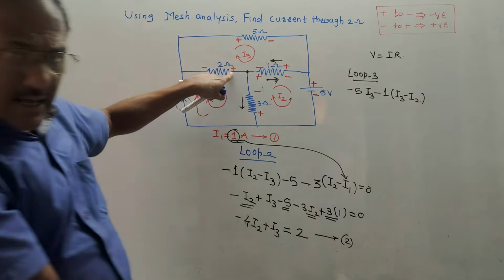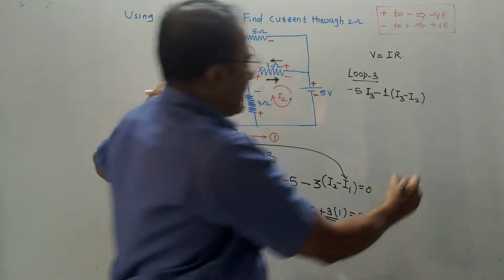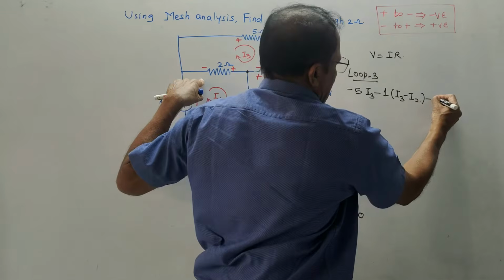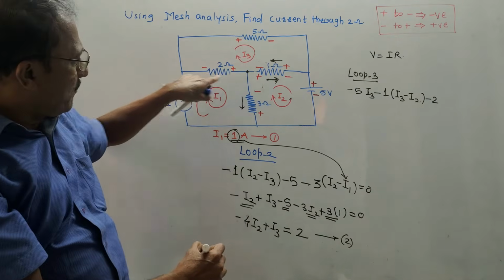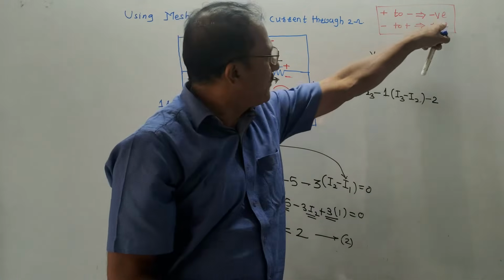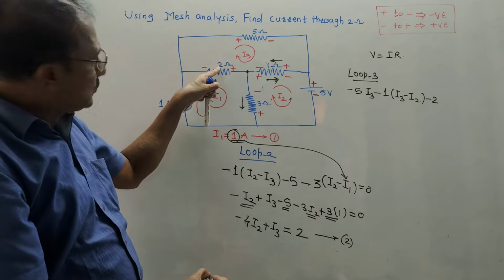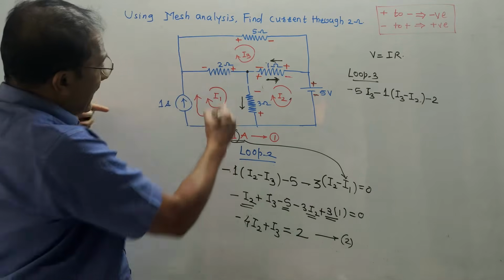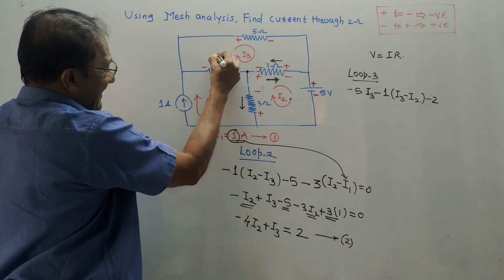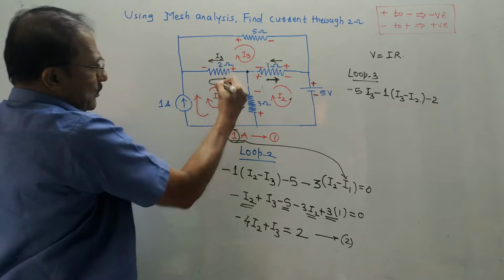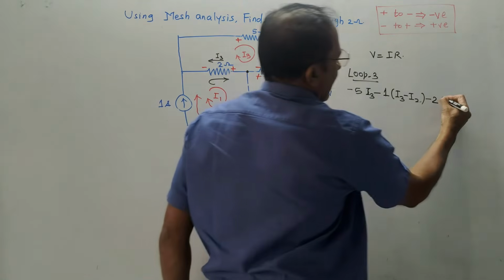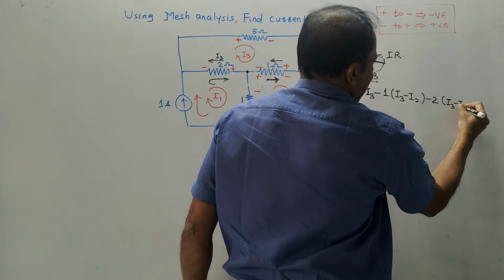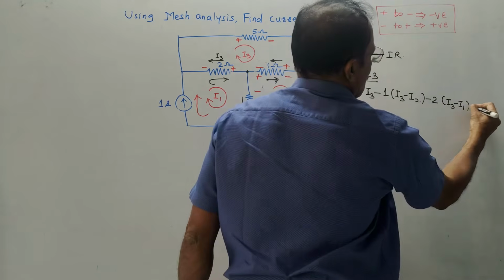Then come back to this again, plus to minus. So I need to assign minus sign. Value of resistance is 2. Because I am moving from plus to minus, so check the rule, plus to minus is minus, value of resistance is 2. Through this 2 ohm, again two currents are moving, I3 is like this and I1 is in opposite direction. So I need to write I3 minus I1 equals to 0.